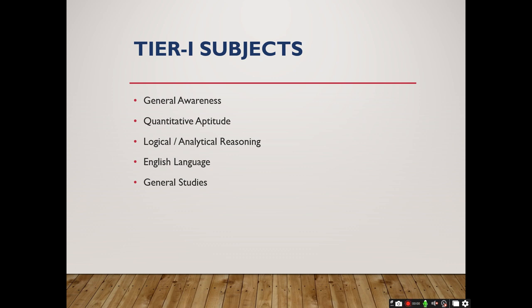The third is logical and analytical reasoning. This section measures your logical thinking and problem-solving ability. Important topics are seating arrangements, puzzles, syllogism, blood relation, coding-decoding, inequalities, direction and distance, order and ranking, input and output, data sufficiency, verbal and non-verbal reasoning. Practice a variety of questions and learn shortcut tricks and patterns.